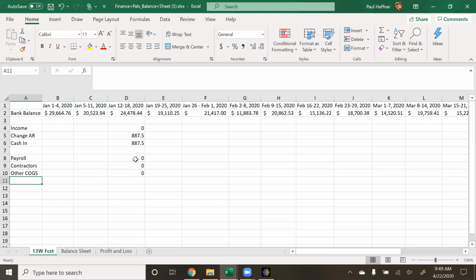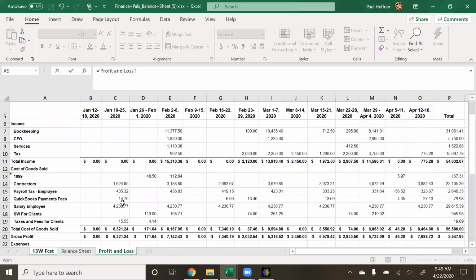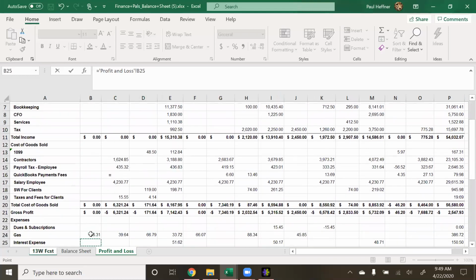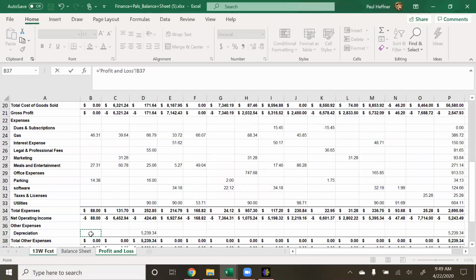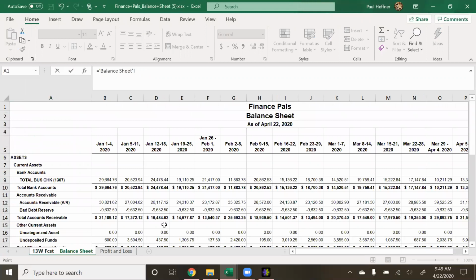Then we'll have operating expenses. Those are other operating expenses. Rent and other things like that would come in. We don't really have much rent. And then we'll have change in AP. This includes things like credit cards and things like that. So 12th to the 18th. Sorry, I think I did it backwards last time.